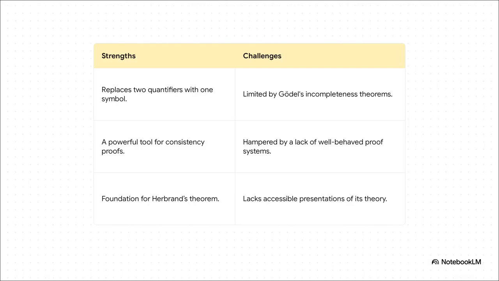So, what's the legacy of this thing? Well, as you can see here, it's a story of strengths and challenges. On the one hand, it's this brilliant idea that replaces two symbols with one. It's a powerful tool for consistency proofs, and it became the foundation for other important theorems. But on the other hand, its biggest goal was limited by Gödel's theorems, it's been hampered by a lack of really good proof systems, and honestly, there just aren't a lot of easy-to-understand explanations of it out there.